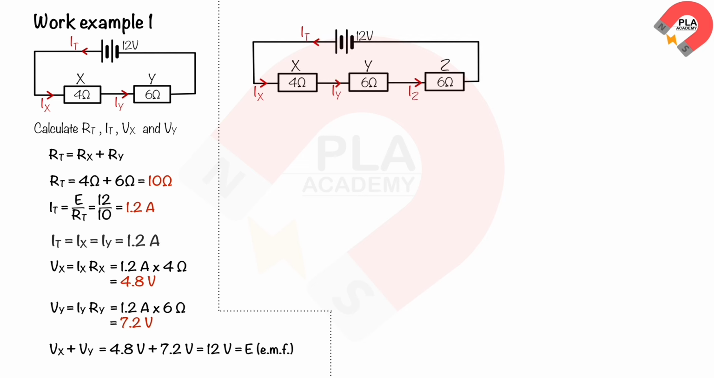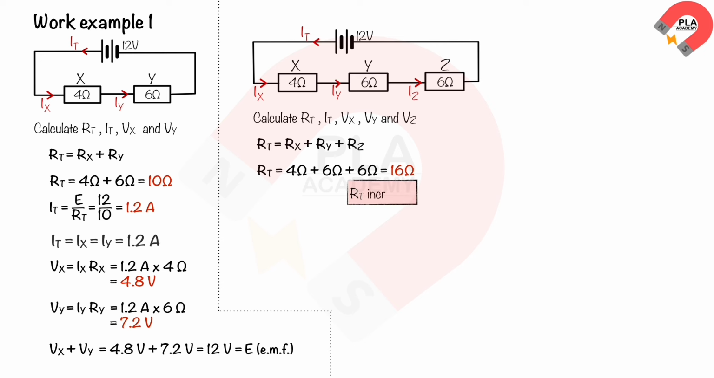If we add a resistor Z in the series circuit as shown, calculate the total resistance, the current from the battery, and the potential difference across the resistors X, Y and Z. Calculate the total resistance using the following equation. Rt equals Rx plus Ry plus Rz. Substitute Rx equals 4, Ry equals 6 and Rz equals 6. So Rt equals 16 ohms. You see that the total resistance increases.